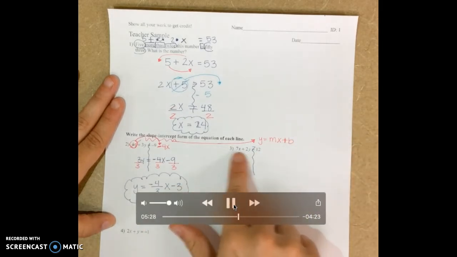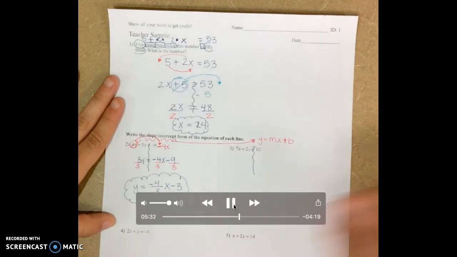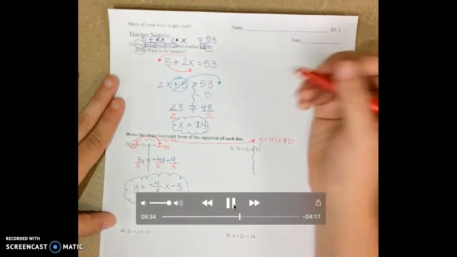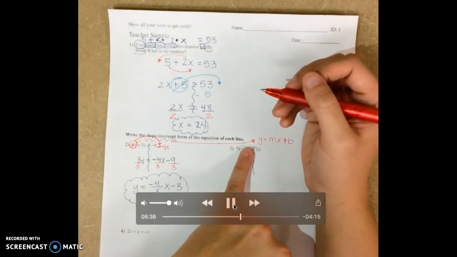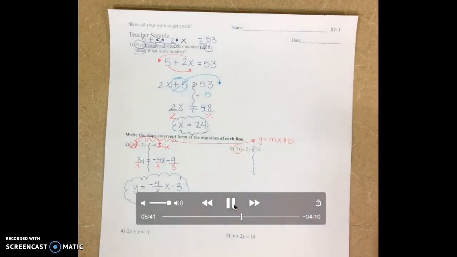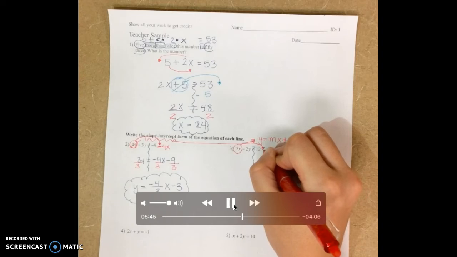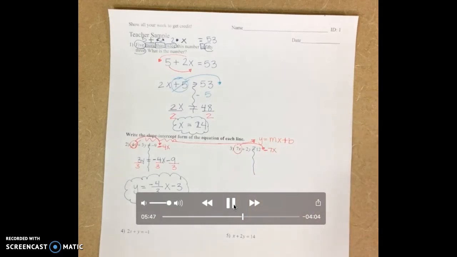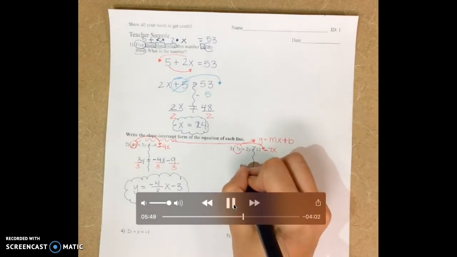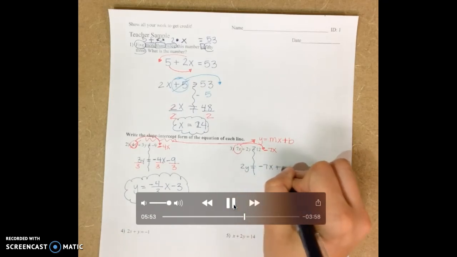Same concept, this is in standard form. I'm going to put it in slope-intercept form. I want the y by itself. In order to do that, I need to get rid of the 7x. So move the x to the other side. If it's a positive 7x, I have to subtract it over here. So minus 7x. And I end up with 2y equals negative 7x plus 12.